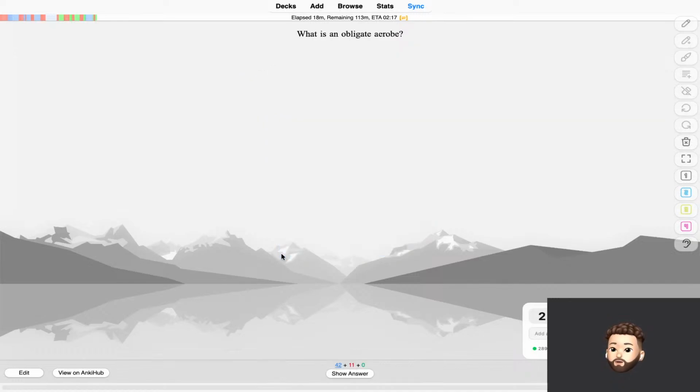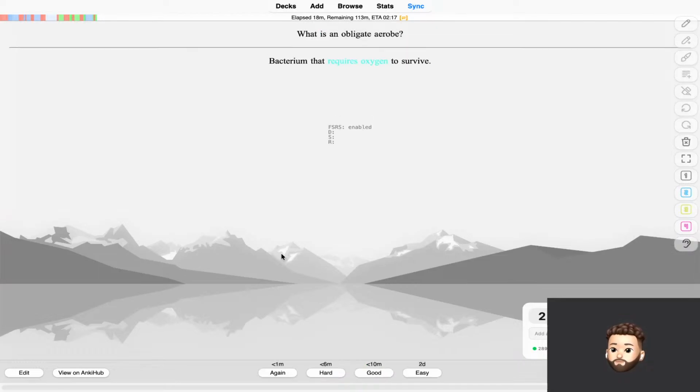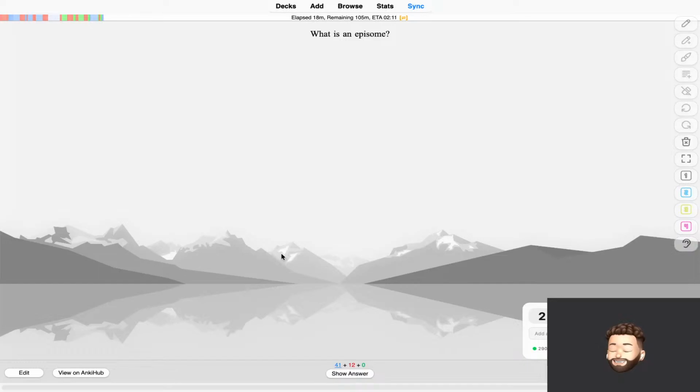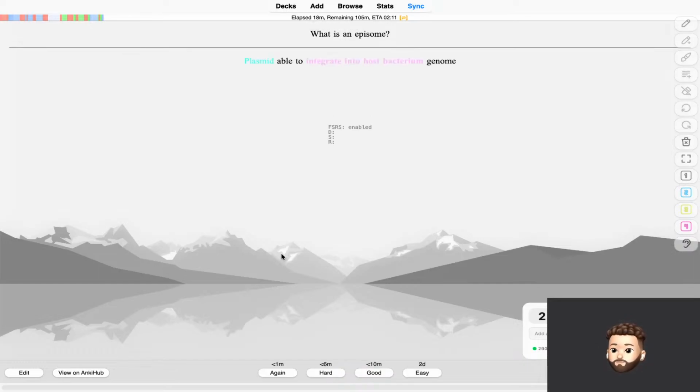What is an obligate aerobe? I mean, by that logic, it should die in the presence of not oxygen. Yeah, right, kind of. An episome. Is that like the plasmid? Yeah, plasmid that's able to integrate into the host bacterial genome.